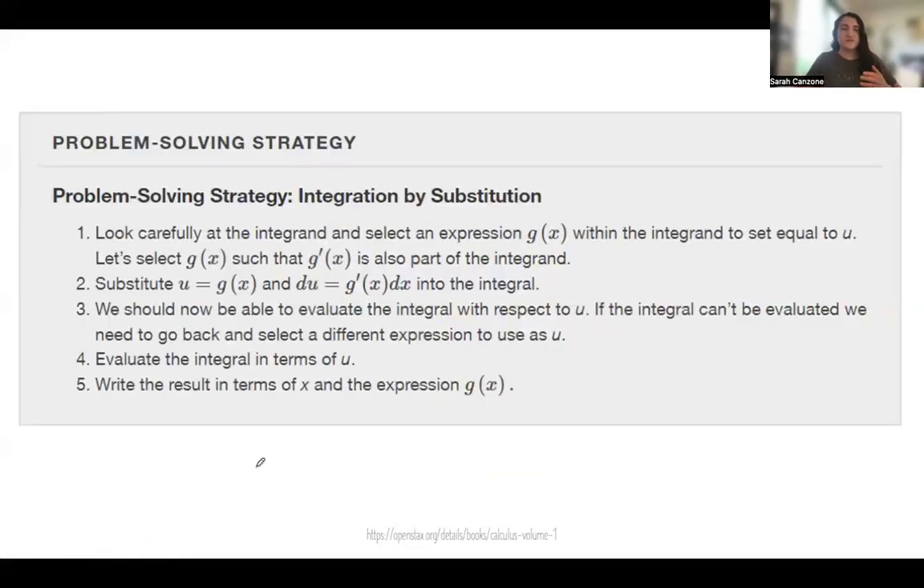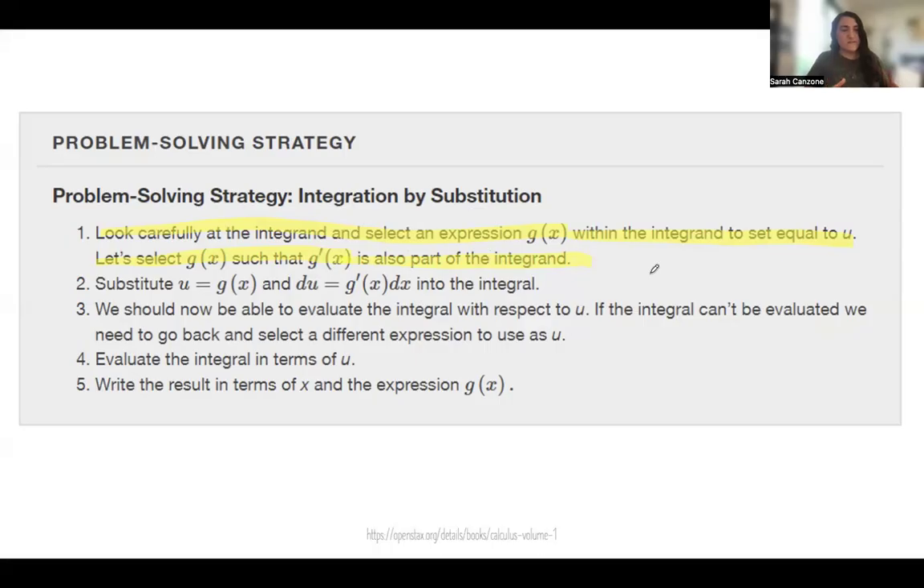So this is how we're going to do that. First of all, we want to look carefully at the integrand and select a g of x within the integrand to set equal to u. But we don't want to just choose some random g of x. We need to choose it carefully. We want to select the g of x such that g prime of x is also part of the integrand.